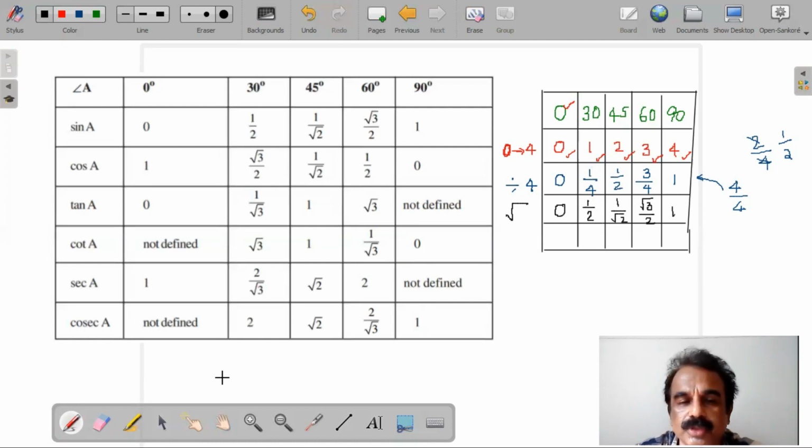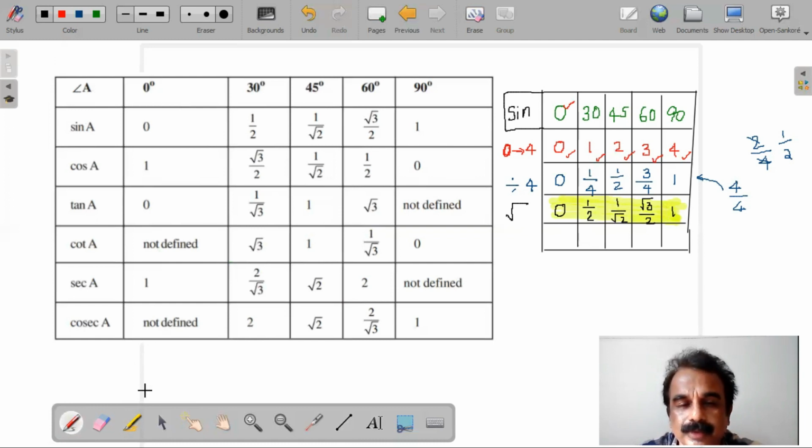Now this is over. The process is over. You see that the first row, you can mark it as sine. So these are the values that at the last step you got after the square root. See, these are the values of sine.